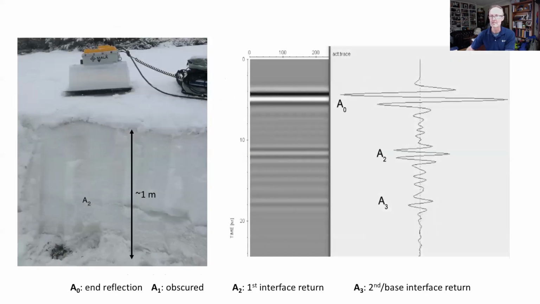So how did I test this? Well, as I said, there's not much snow out my window at any time of the year. So opportunistically, I was in the Australian Alps, which coincidentally has some of the greatest snow cover in the world. It's just not particularly thick.